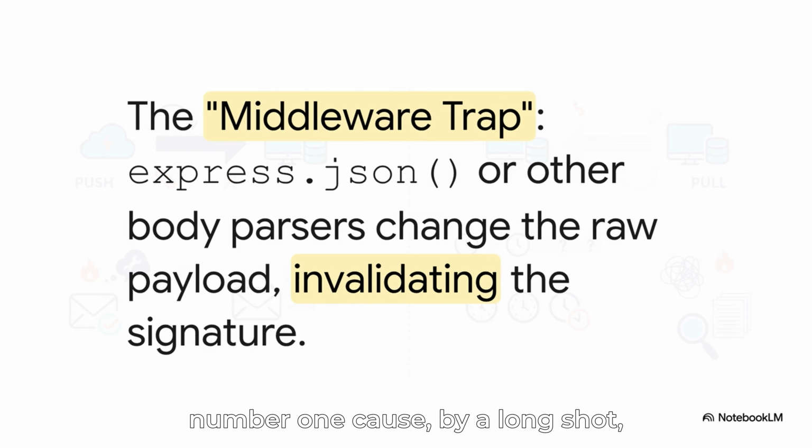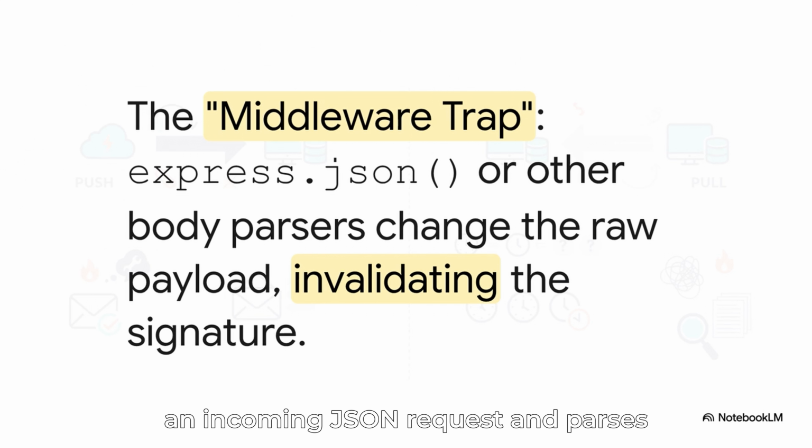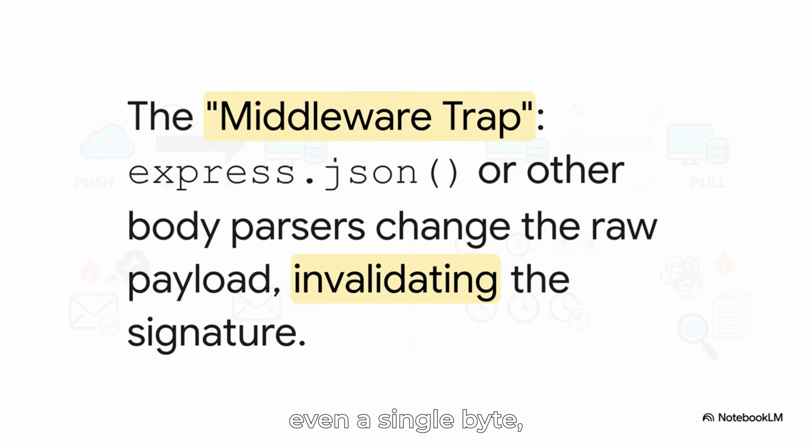And the number one cause, by a long shot, is something I like to call the middleware trap. See, most web frameworks have this helpful middleware that automatically takes an incoming JSON request and parses it into a clean object for you to use. But in doing so, it modifies the raw request body. It might pretty print it, change the white space, anything. And remember, if the raw body changes by even a single byte, the signature you calculate won't match. Verification has to happen on the raw, untouched request body.